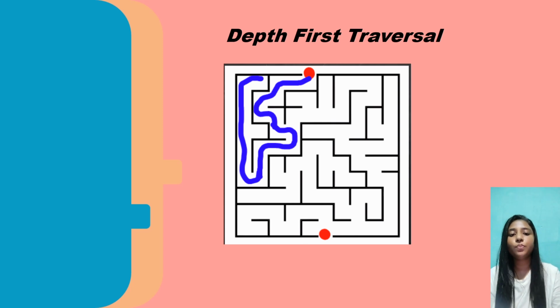I am just going to pick one and keep on going. And if we reach a dead end, then we are just going to backtrack to a node that has some unvisited adjacent neighbors. So there's no more place we can go. So we are going to backtrack to a node that has some unvisited adjacent neighbors.